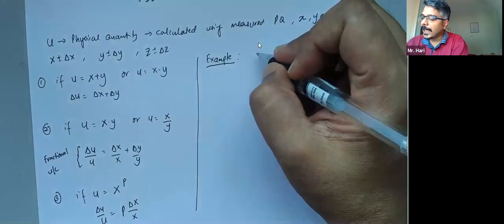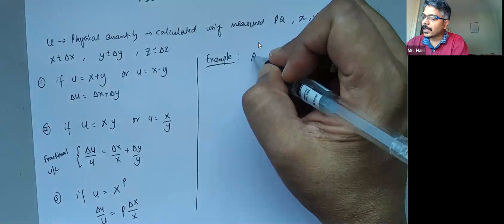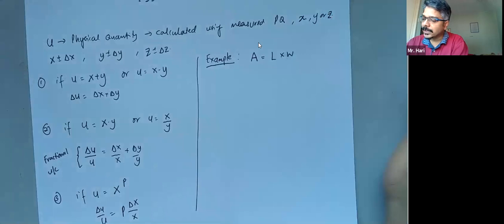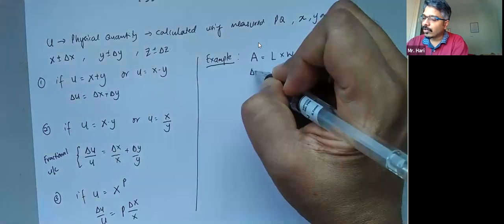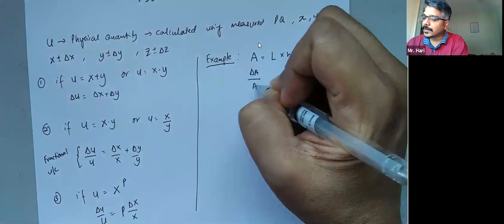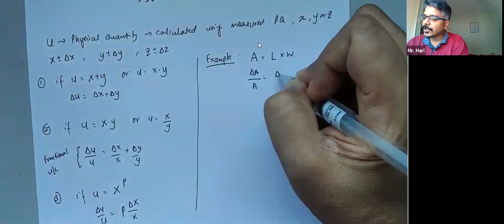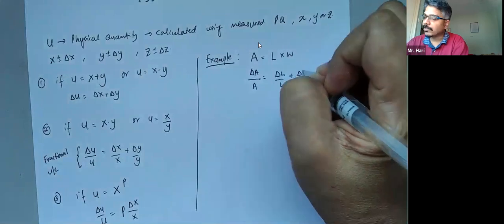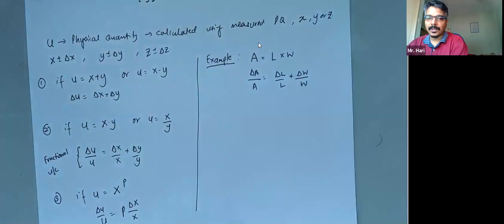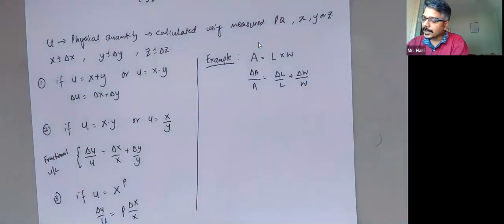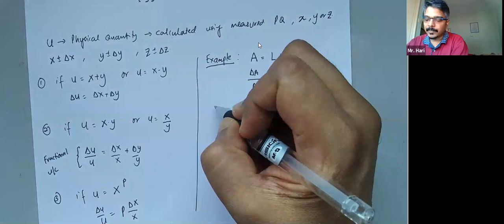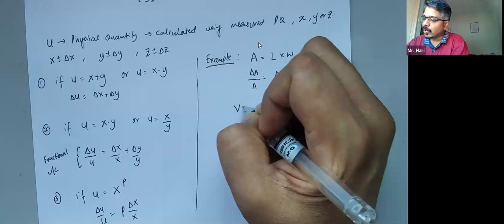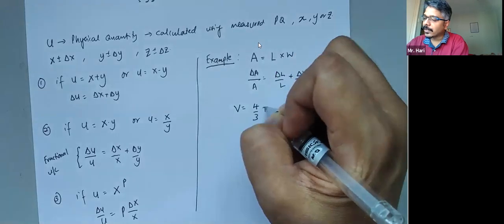Now, for example, let's say area is length times width. So the fractional uncertainty for area is the fractional uncertainty for length, and we add it to the fractional uncertainty for the width. Okay. And say another example, the volume of a sphere. Okay, so the volume of a sphere is 4/3 pi r cubed.